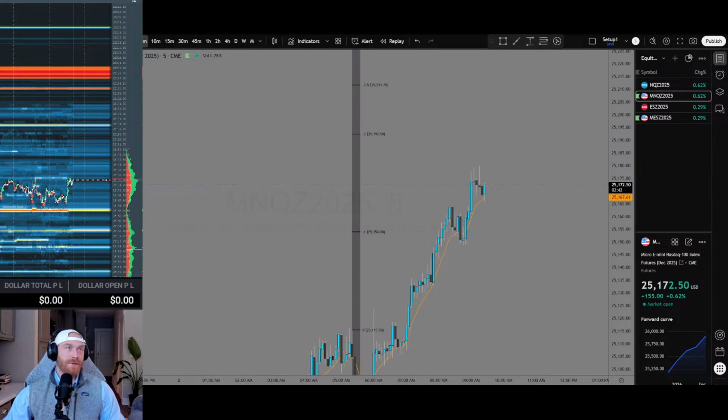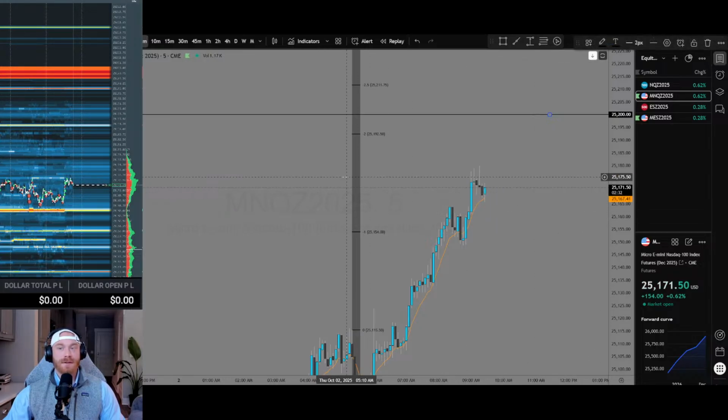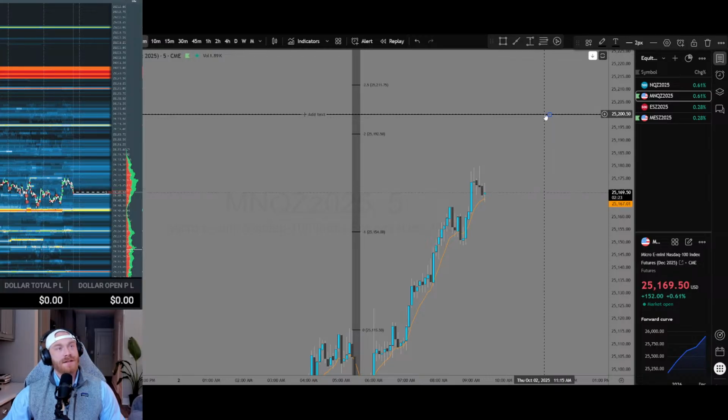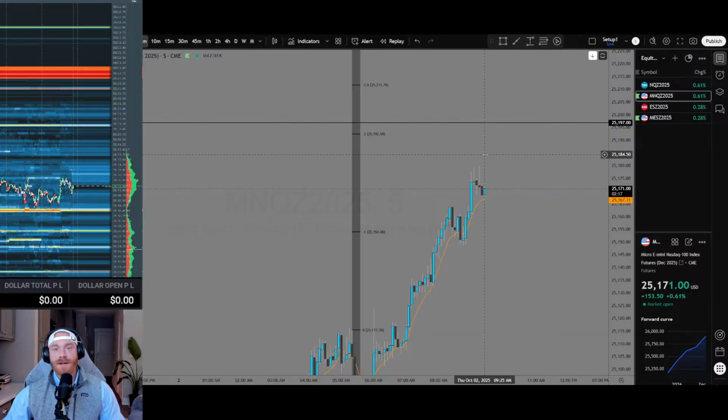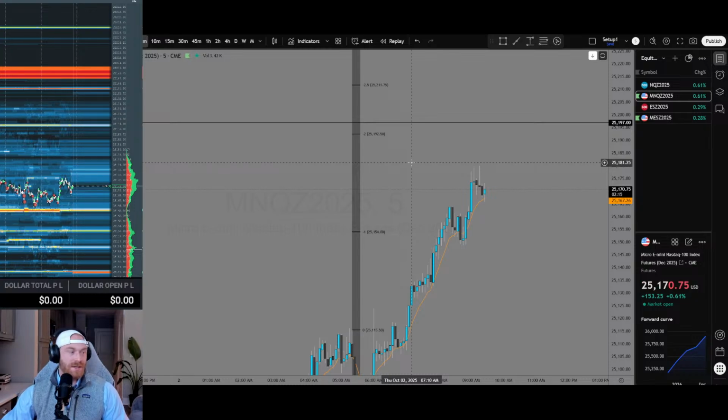The book map is super thin. There's some orders stacked up at 25,200, which would be basically right in the smack dab middle of those 2 standard deviations. So, yeah, we'll see what happens here. The first set of orders there starts at 197.50. So we'll put it on 197 here and just keep an eye. That could be a key level to watch out for.